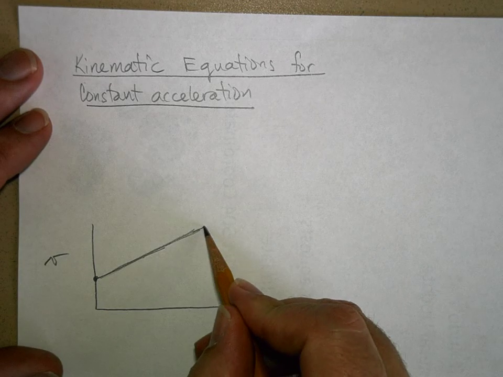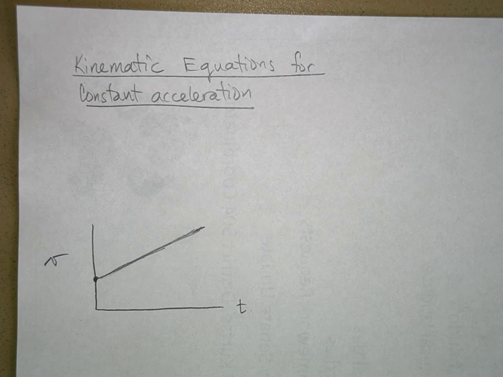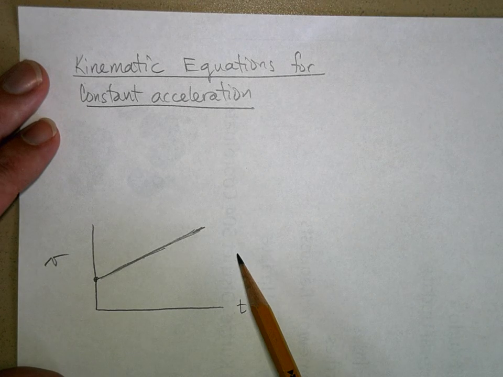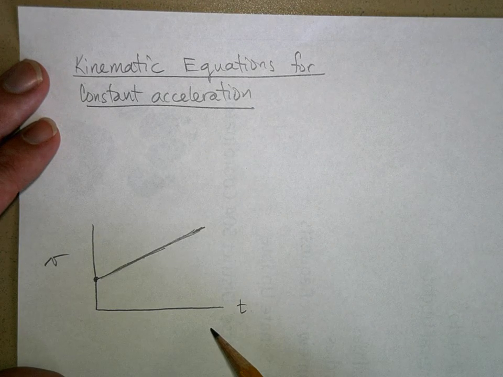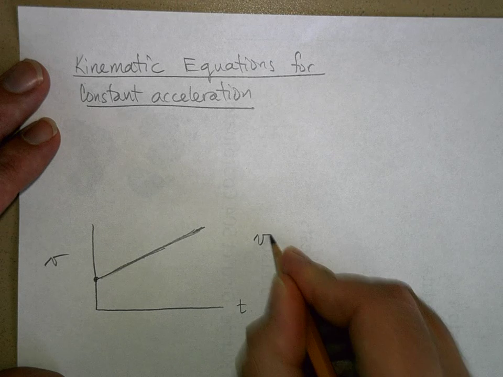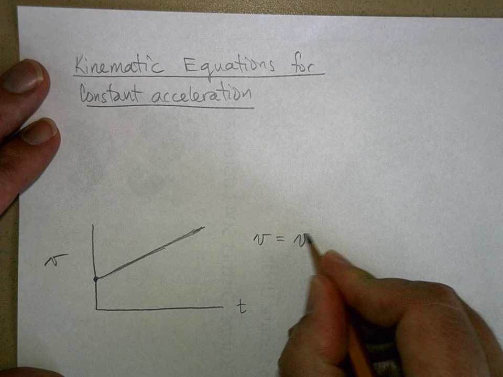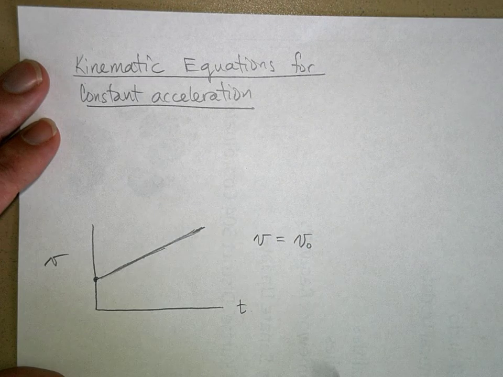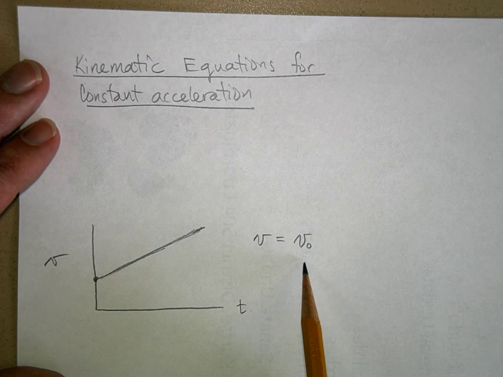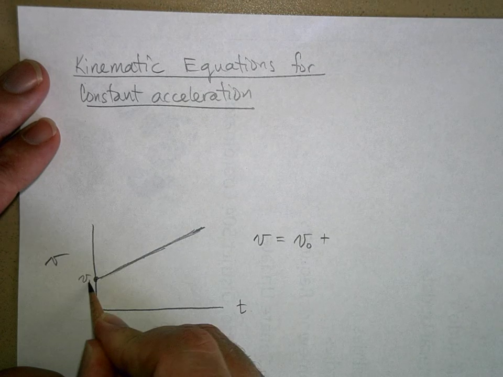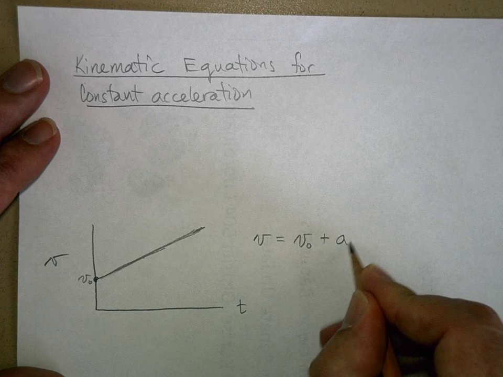Now, if I want to draw a position versus time graph based on this, well, first of all, I can describe this with an equation, right? I can say my final velocity will be equal to my initial velocity, or the velocity that I'm starting at, my velocity when t is equal to 0, plus, here's v naught right here, plus my acceleration times time.